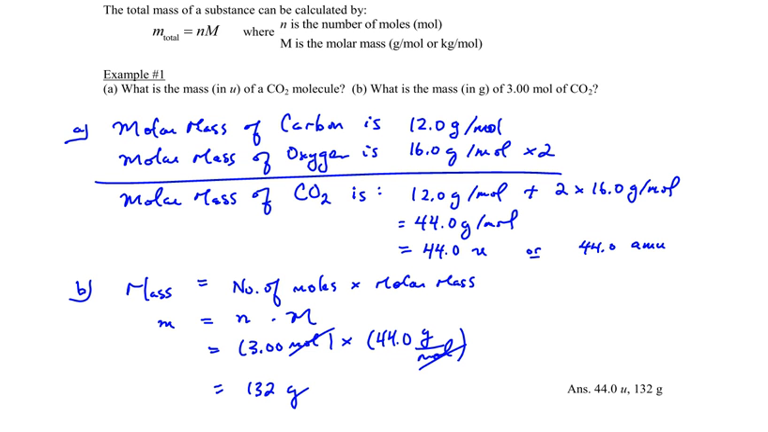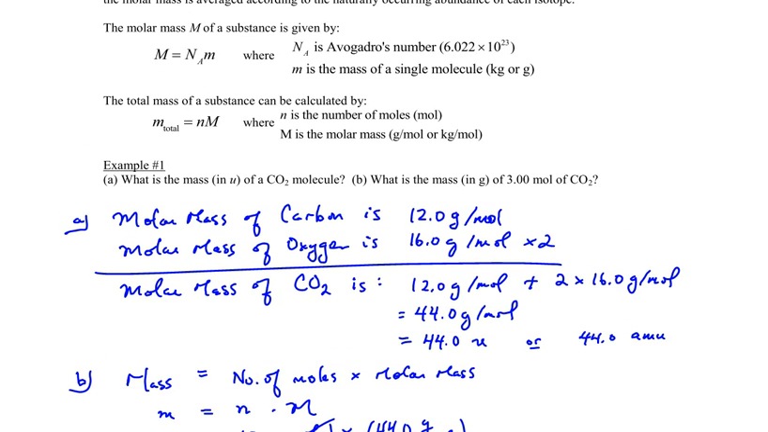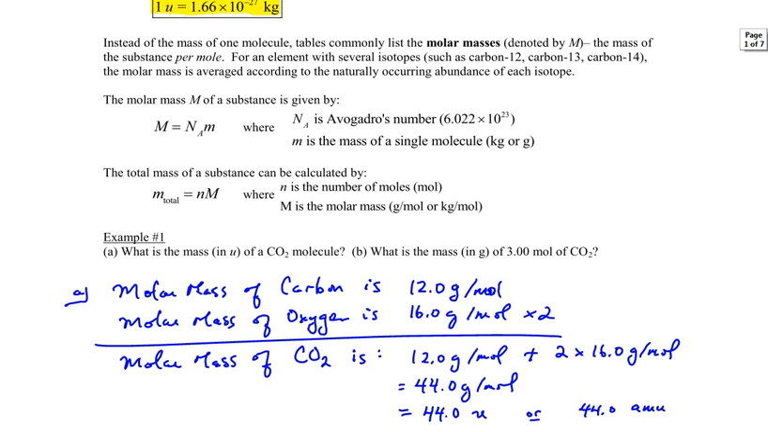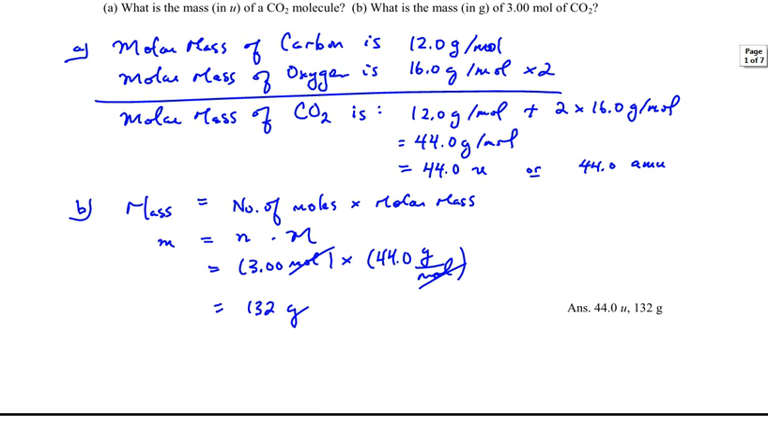But I'll just do one little quick aside here. One thing you can often be asked is to find the number of molecules as well. So the number of molecules is related to Avogadro's number. You should have learned that in your chemistry class. It would be taking the number of moles and multiplying by Avogadro's number.